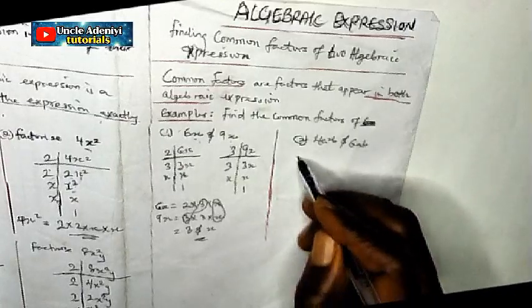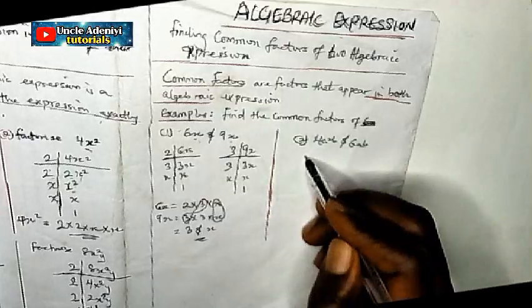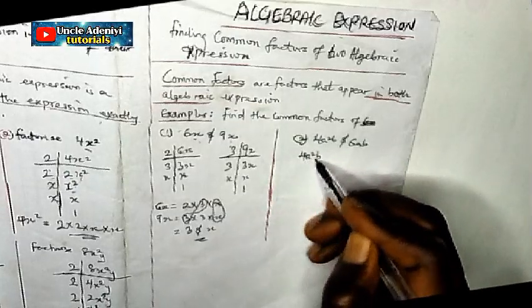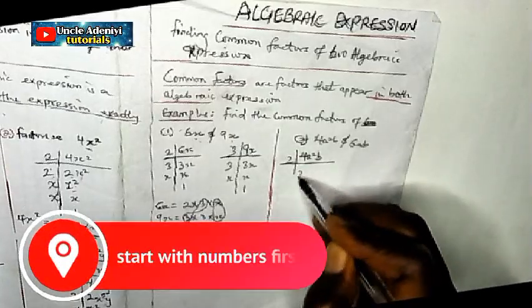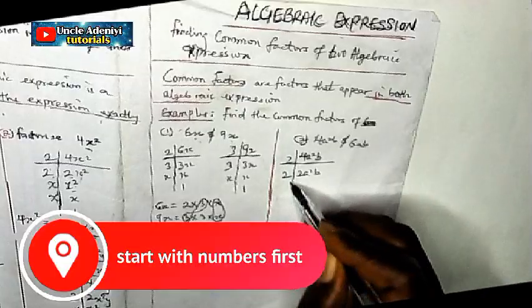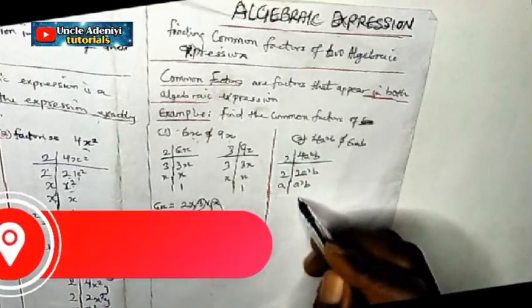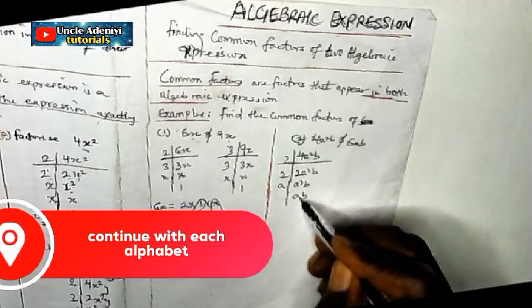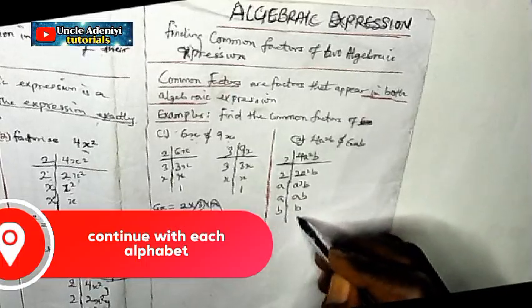So let's move on to the second question. That one says find the common factors of 4a squared b and 6ab. So 4a squared b, right? What are the factors that can go? 2 can go. That will be 2a squared b, right? 2 can still go. That will be a squared b, right? a can go. That will be ab. a can still go. That will be b. b can still go. That will be 1.